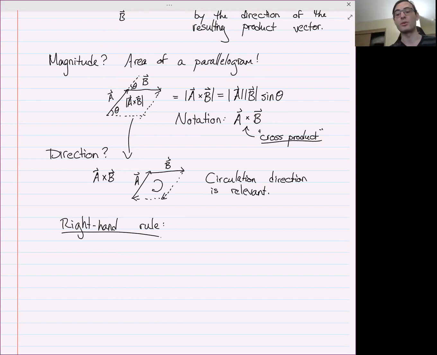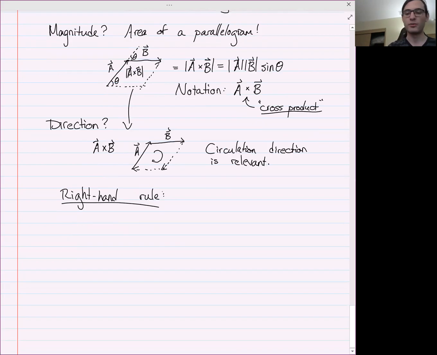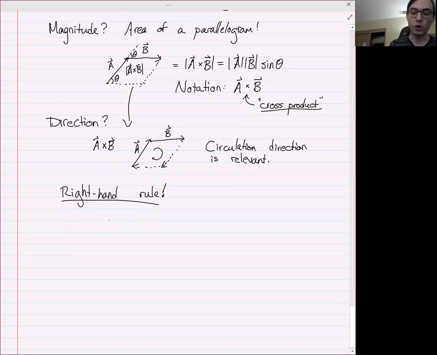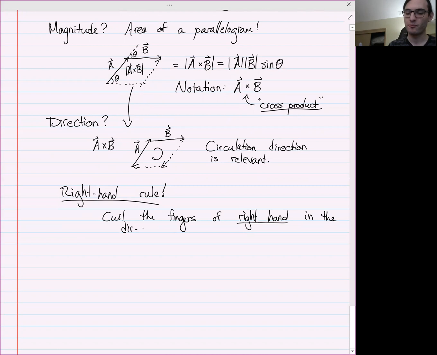Yeah, you're right. It's not commutative, and we'll get to that in a minute. So the right-hand rule is how we determine the direction of a cross product. So what you do is you curl the fingers of the right hand, and importantly, it has to be your right hand, in the direction of circulation. And then your thumb points in the direction of the resulting vector.